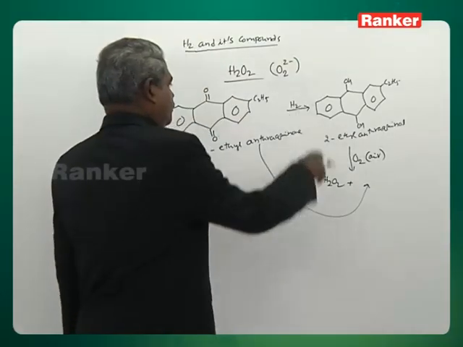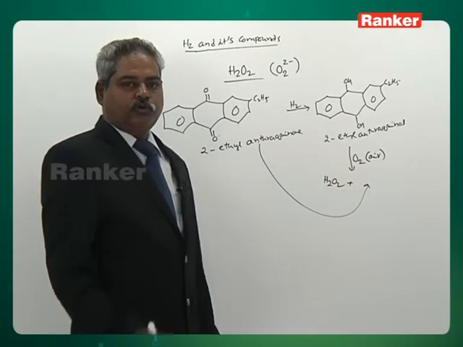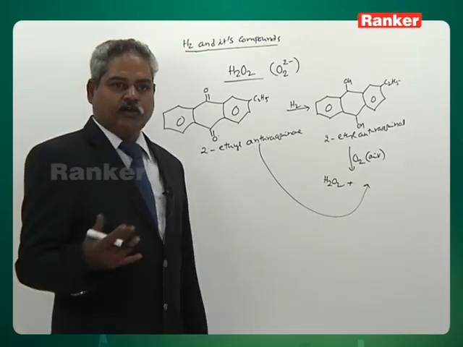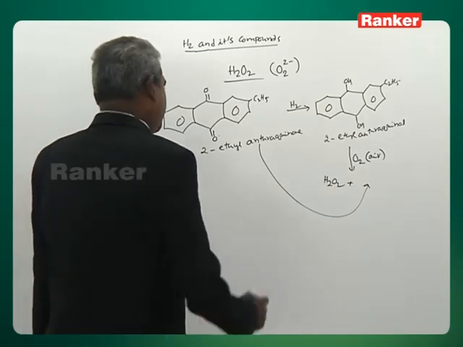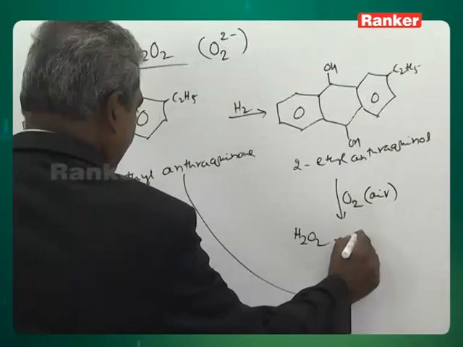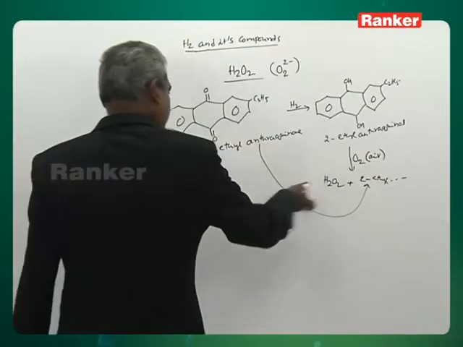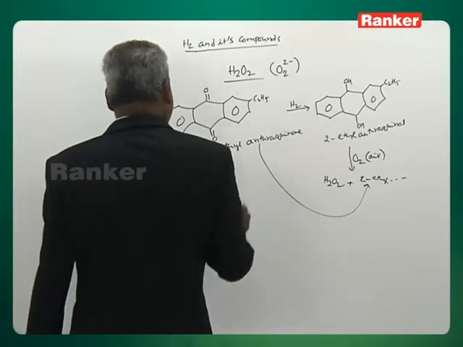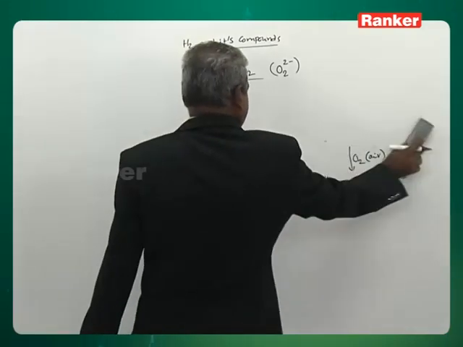So what are you actually spending? Hydrogen and oxygen. So you are in a way combining hydrogen and oxygen to give H2O2. This is the industrial manufacture. And you get your 2-ethyl anthraquinone once again, and you can use that again, recycle. That is about preparation of hydrogen peroxide.